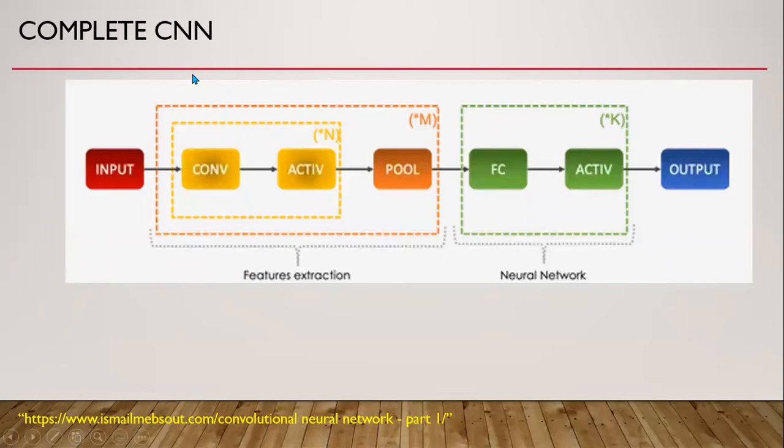So this is the complete convolutional neural network. We have an input image. We do the convolution. This is the convolutional layer. Then we may do pooling. Then there is a fully connected deep neural network to get the final output. So this part is known as feature extraction, and this part is known as the neural network. In fact, this entire thing is known as a convolutional neural network.